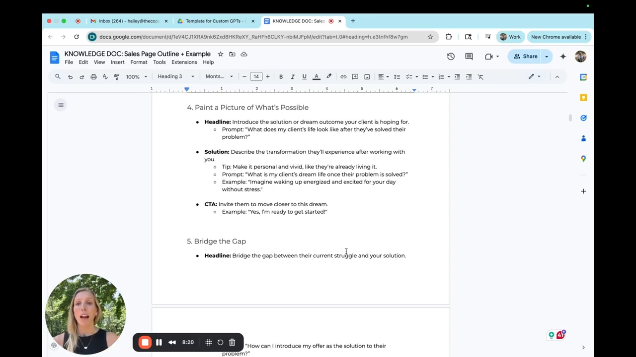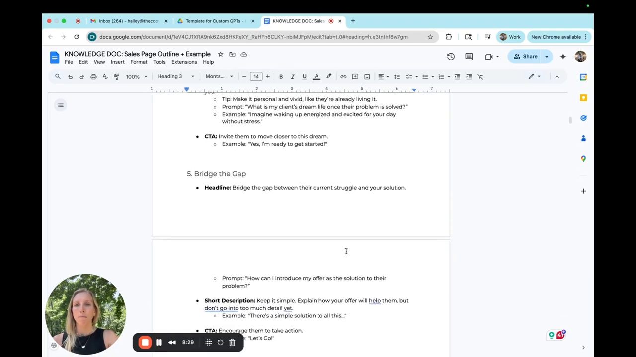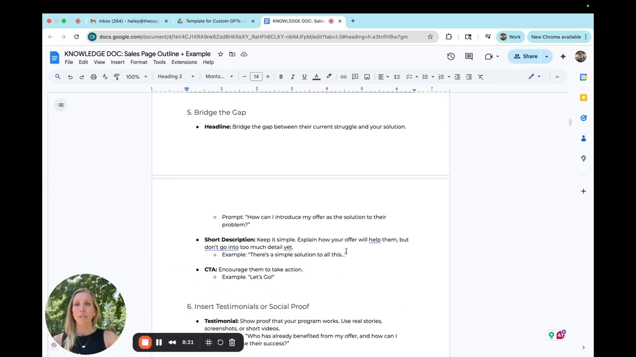And then we're having a call to action. Yes, I'm ready. I need this. Where do I sign up? We're inviting them to move closer to this dream. Then the next section, section 5, we're bridging the gap between the current struggle and your solution.